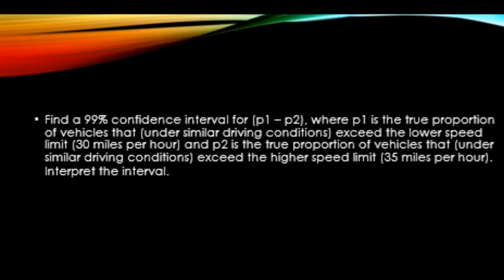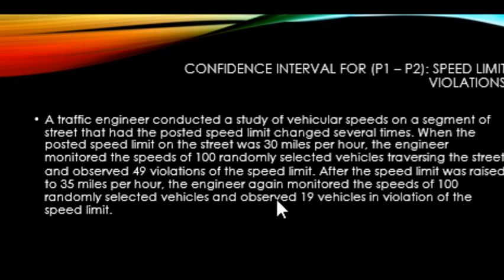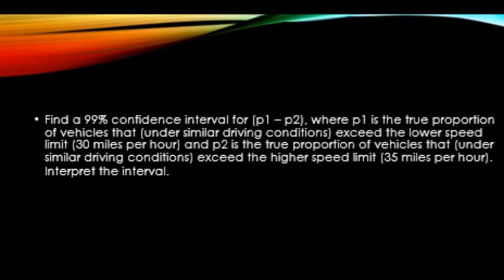So basically, let's look at the question once more. We have two scenarios here. First, when the speed limit is 30 miles per hour, and second, when the speed limit is 35 miles per hour. We're trying to compare the proportion of violations in each of these two populations or scenarios. We want to find a 99% interval for P1 minus P2, where P1 is the true proportion of vehicles that exceed the speed limit when it's 30 miles per hour. P2 is the proportion of vehicles exceeding the speed limit when it is 35 miles per hour. And then we need to interpret the interval.